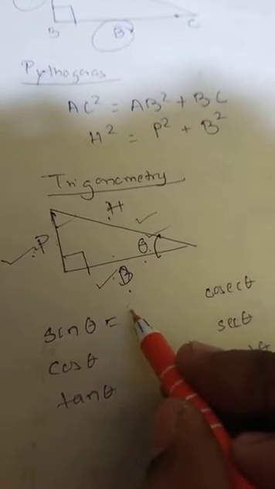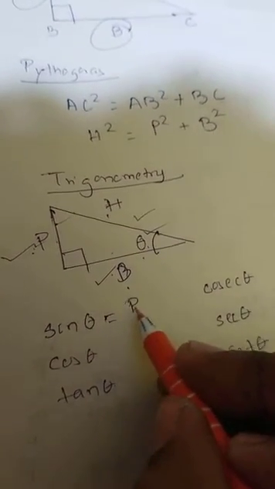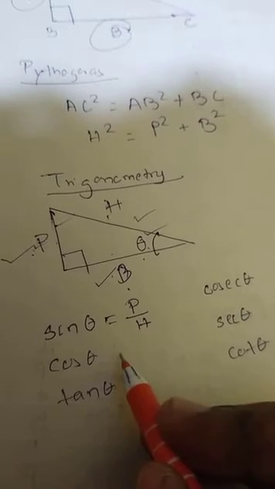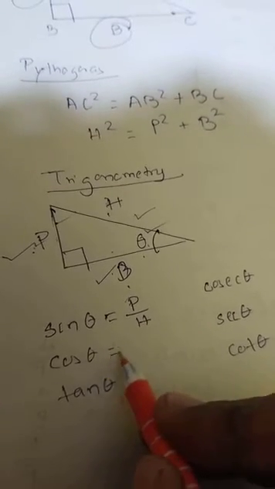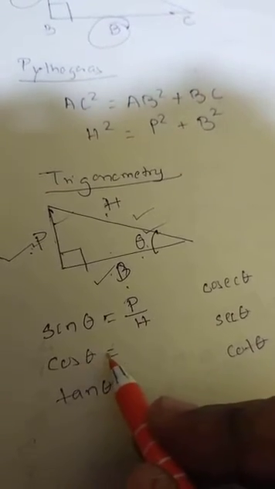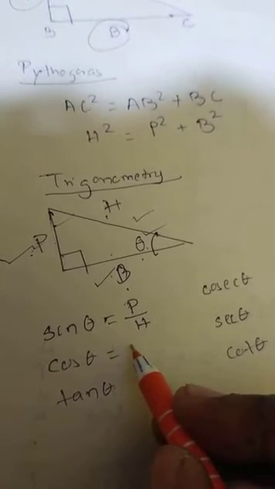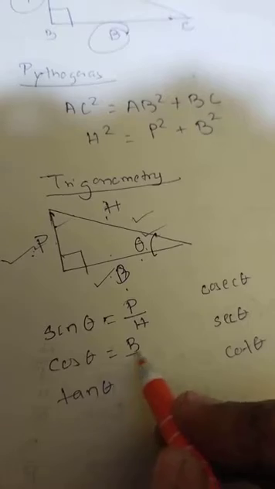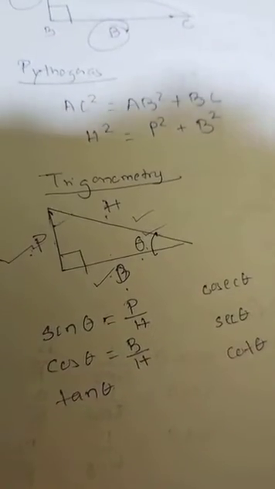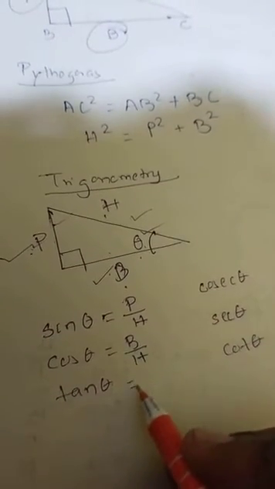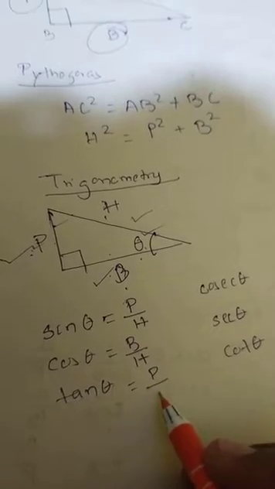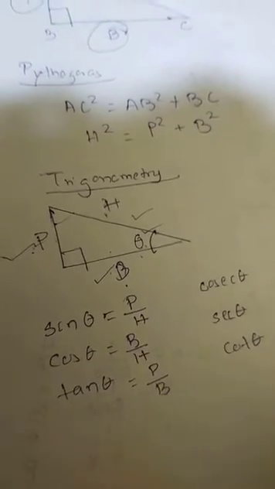Now simply, sine theta is equal to what? Perpendicular by hypotenuse. Easy. Now your cos theta becomes what? Base by hypotenuse. As simple as that. Tan theta becomes what? Perpendicular by base.